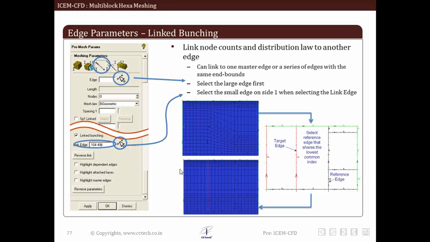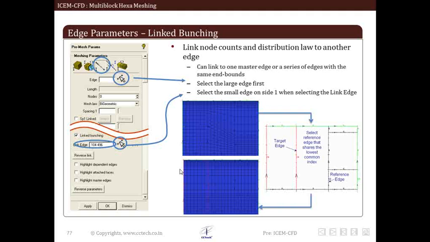Next is linked bunching. The linked bunching option allows distribution of nodes on a selected edge similar to the distribution of nodes on a series of smaller parallel edges. It defines a permanent relationship called links between these edges. Let's say we need to modify the node distribution on the smaller edges. We do not have to specify any node distribution on the larger edge. The node distribution on the larger edge will automatically be updated to reflect the node distribution on the smaller edges. In this way, the edges are linked.